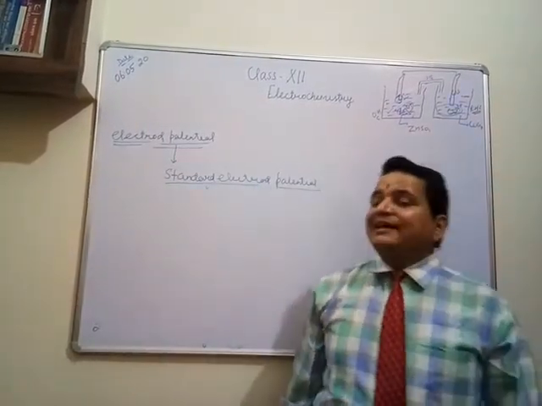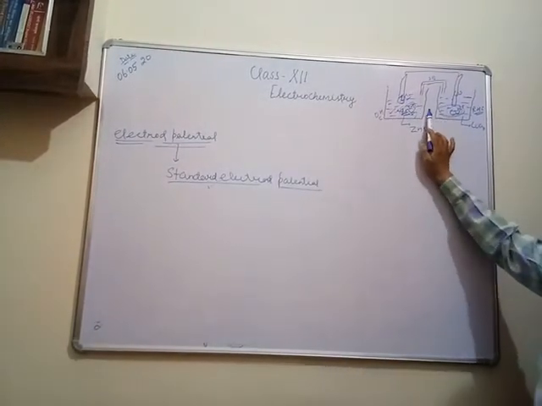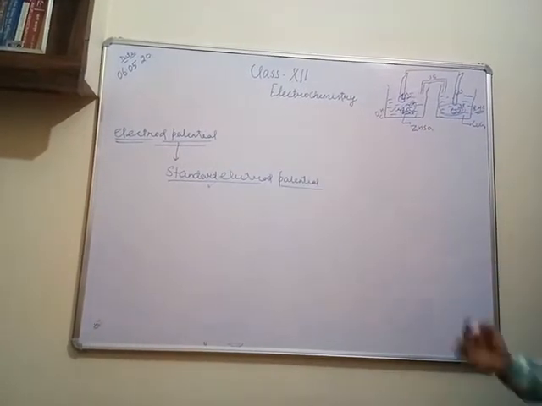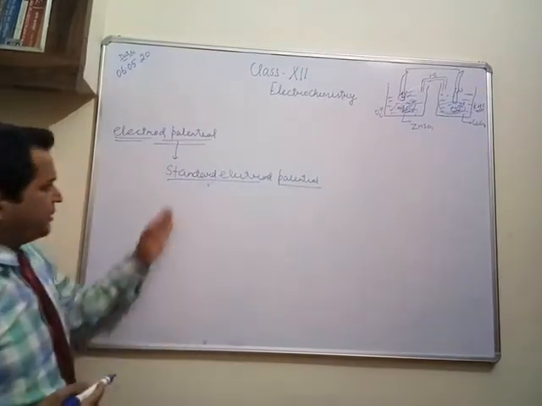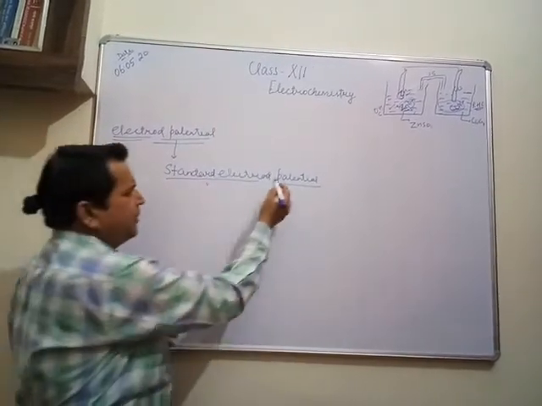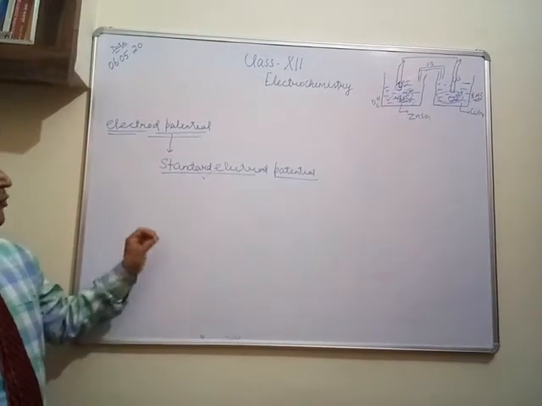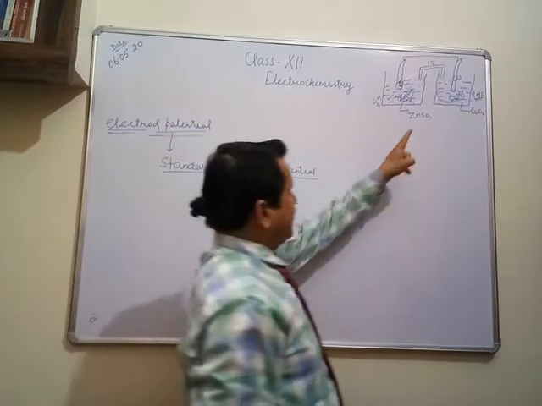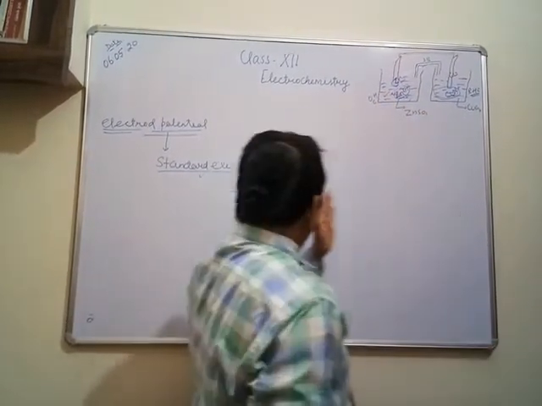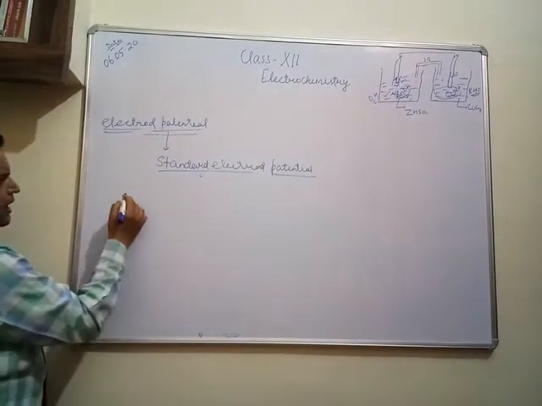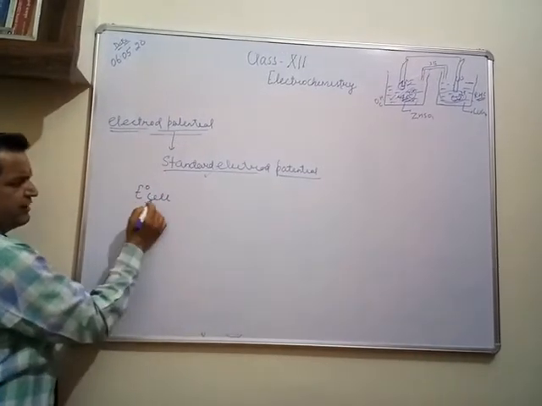Here is a very important thing: the standard electrode potential of any particular cell cannot be determined by a single electrode. What does it mean? Until there are two electrodes. As we know that the galvanic cell is made up of two half cells, means there are two electrodes. So the standard electrode potential can never be calculated by a single electrode. If you want to find out the electrode potential of any single electrode, it is not possible.